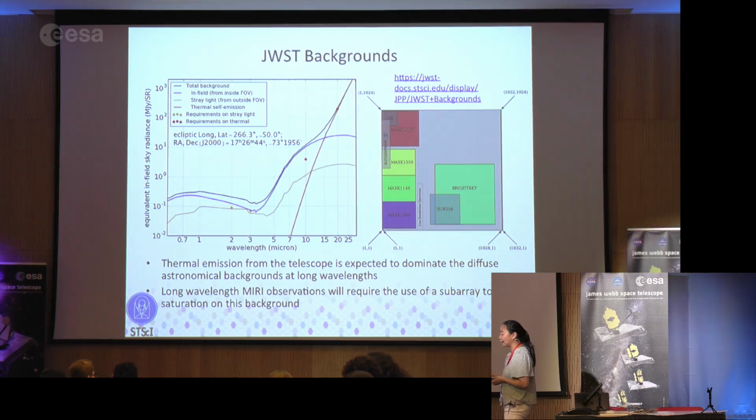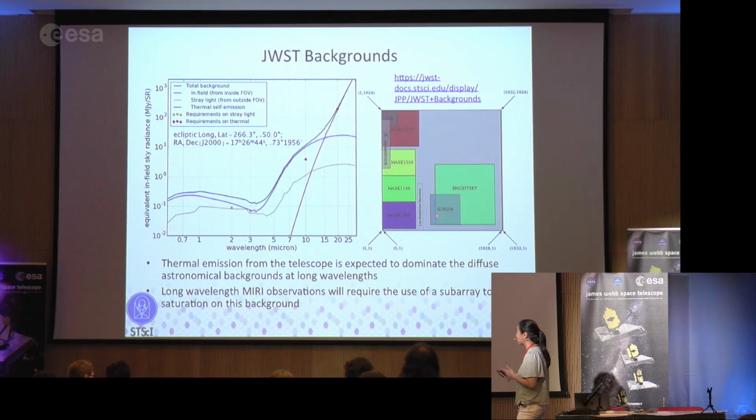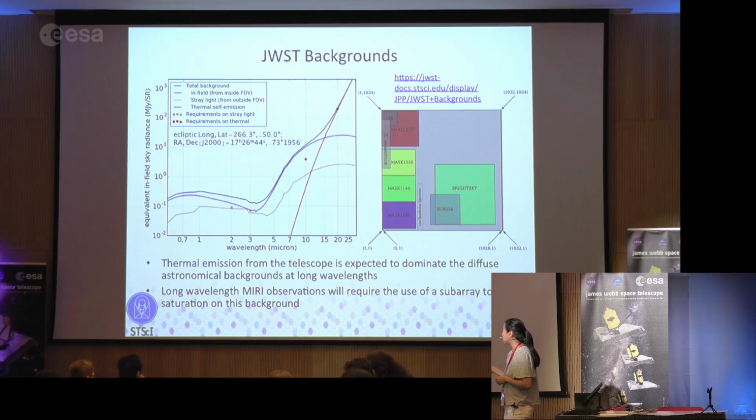And so it's actually so bright that it's hard to operate MIRI in imaging mode using the wide 25 micron filter, because if you try to read it out in full frame, essentially you'll saturate the detector. And so when the MIRI operations were being outlined, this is one of the reasons for some of the subarrays that have been provided. There's one that's called the Bright Sky, which is a 512 by 512 subarray. And this should help to minimize the amount of background from the telescope thermal emission.